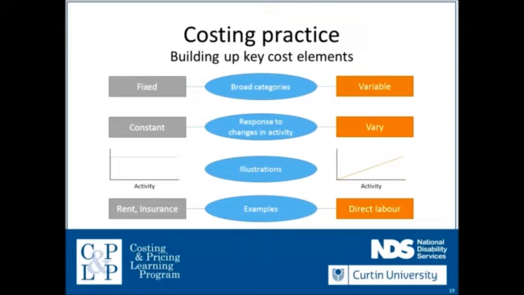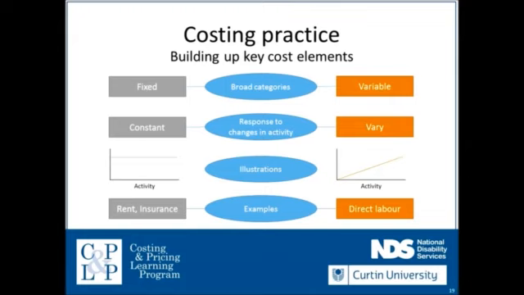To build these ideas up into a pictorial diagram, you can see here that we basically divide our costs into two broad categories. They're fixed and variable costs. Obviously, fixed costs remain constant in the context of changes in activity, while variable costs vary in response to those changes.